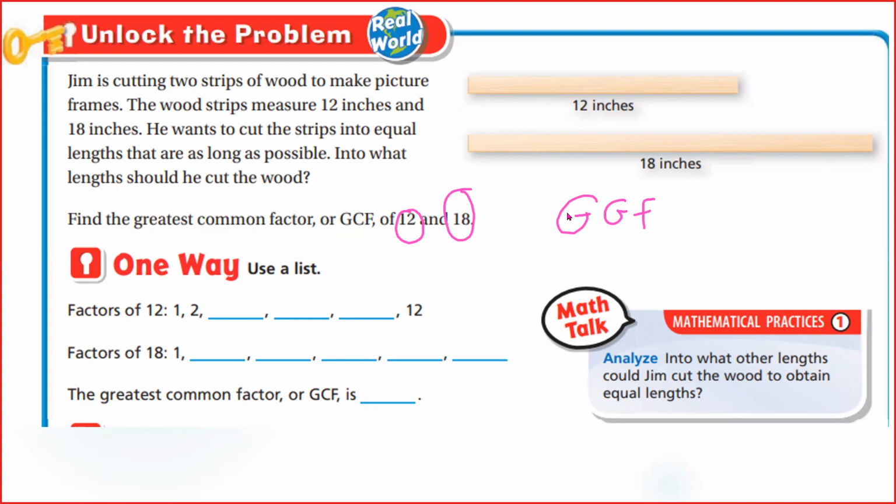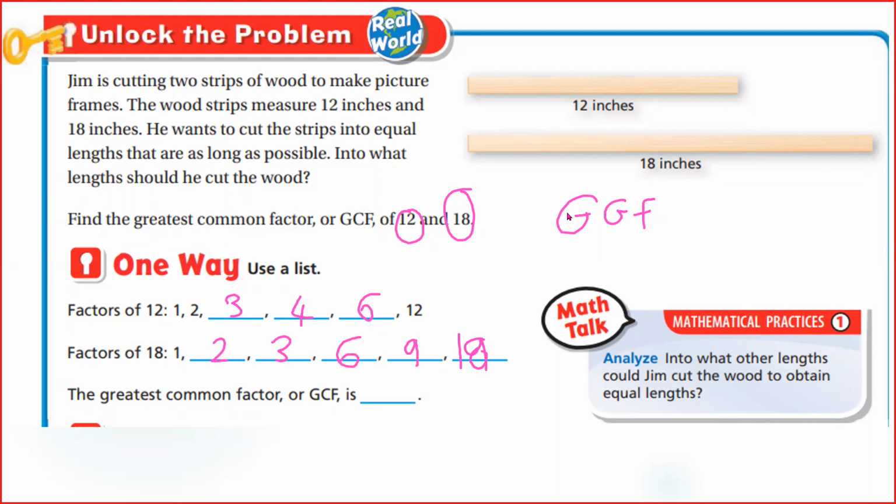Factors of 12 are 1 and 12, 2 and 6, 3 and 4. These are the factors of 12. You multiply them, you get 12. Now 18: 1 and 18, 2 and 9, 3 and 6.